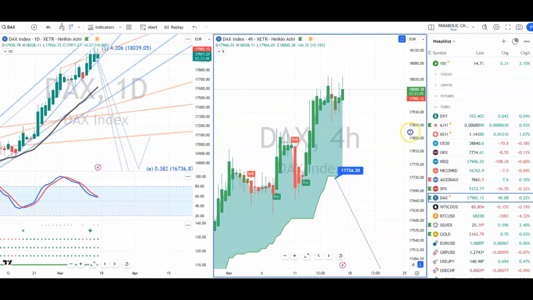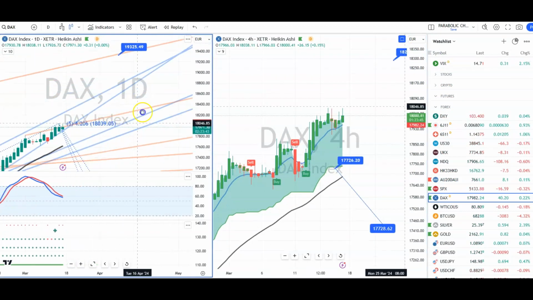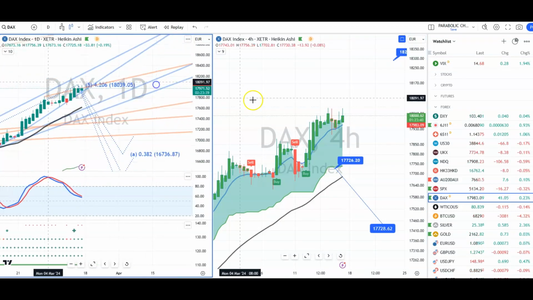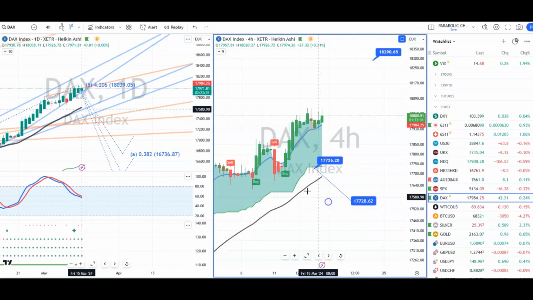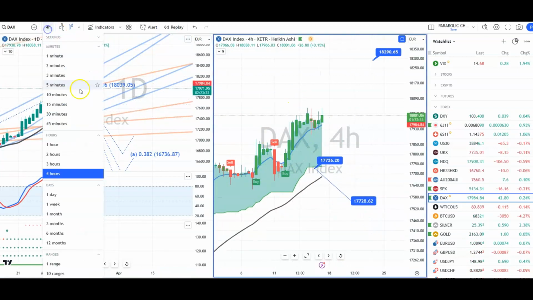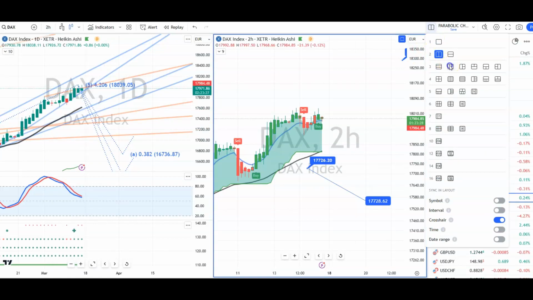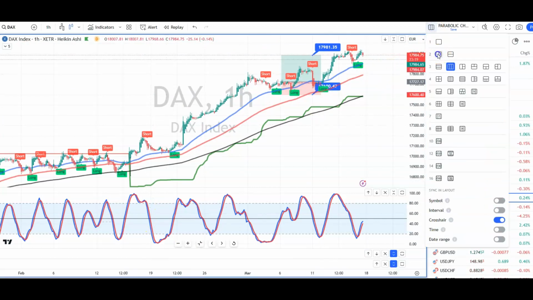DAX is parabolic, congratulations to the upside. Further upside momentum is likely. 19,325 is the target. Moving stop now is 17,725. Just check with the 2 hour chart if you want to. Yeah, everything, you're happy with that. Just check with the hourly chart if you want to. Yeah, happy with that. Then you know that you're comfortable with the position that you've got.